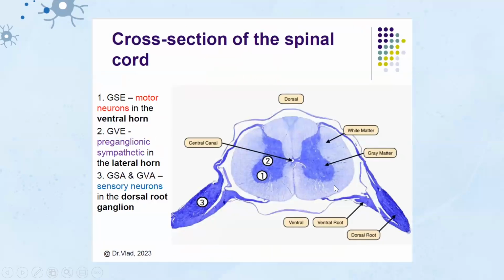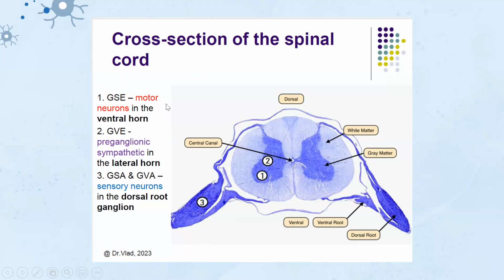So this is a cross-section of the spinal cord. We said that general somatic efferent means that the impulses are going towards the body, towards the organs of the body. Somatic means to the voluntary skeletal muscles. So these should be motor neurons. And these neurons, the motor neurons, are located in the ventral horn. You can see here that the general somatic efferent motor neurons are located here in the ventral horn.